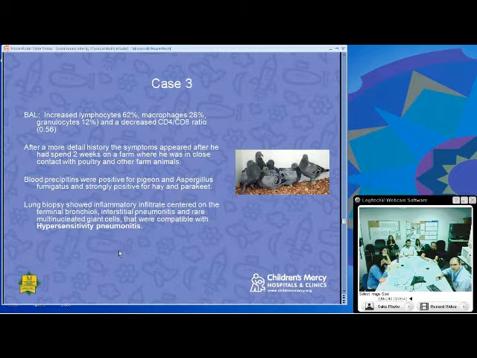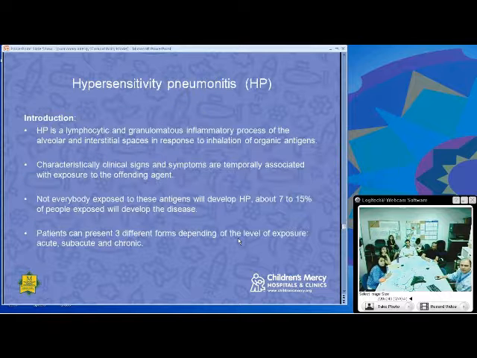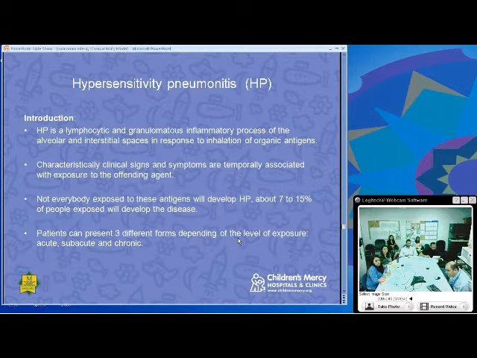This kid actually had a lung biopsy done, and it had inflammatory infiltrates on the terminal bronchi. But different from bronchiolitis obliterans, he also had interstitial pneumonitis with some multinucleated giant cells. So this, with the history, was compatible with hypersensitivity pneumonitis. Hypersensitivity pneumonitis is a mainly lymphocytic and granulomatous inflammatory process that involves the alveoli and the interstitial spaces.